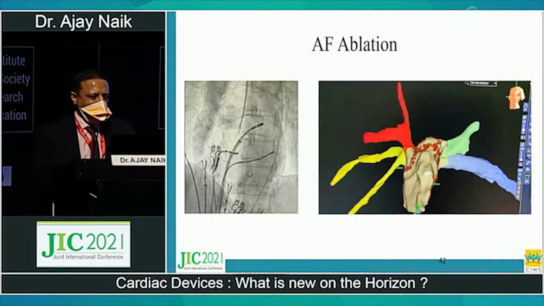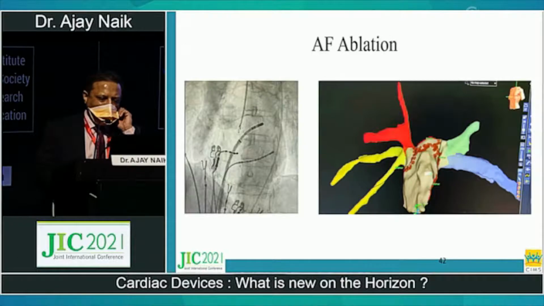Finally, coming to advances in AF ablation, this is what we've been regularly doing over years now. Radio frequency ablation for atrial fibrillation in the left atrium. This is three-dimensional mapping. Just like the Cox-Maze procedure, this is ablation spots around the pulmonary veins. And with that, we can control or limit the symptoms of the patient.